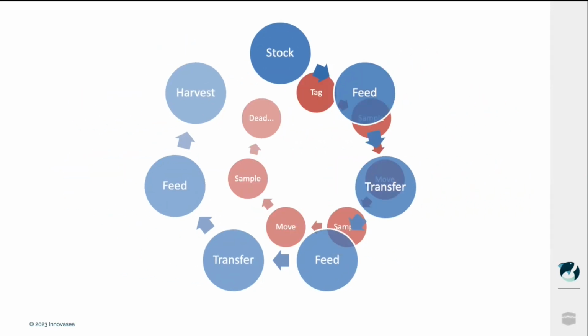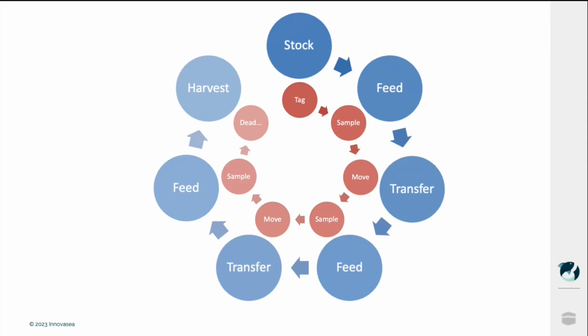We combine this now, and we can not only trace the individual fish, but also things that are common. For example, when you feed the tank, you don't feed individual fish. You feed the tank, or the temperature of the water is not for the individual fish, it's for the tank. So you now have these two sets of data together in one place.